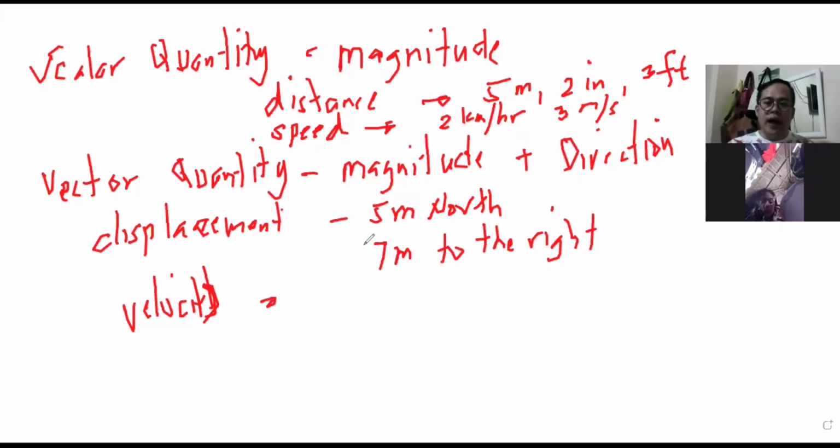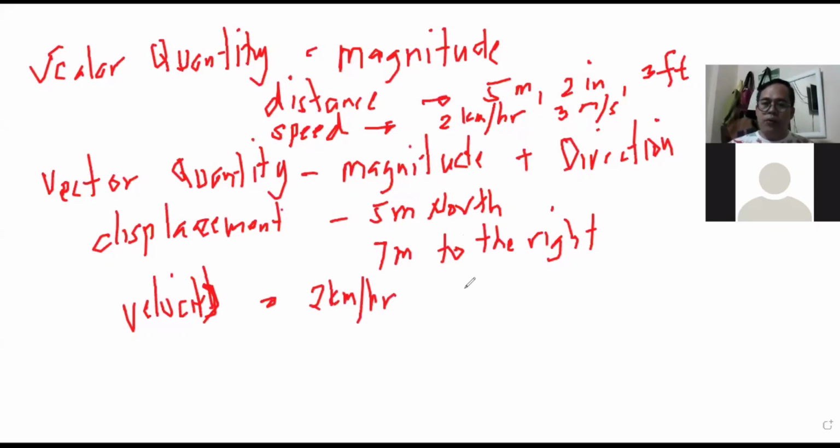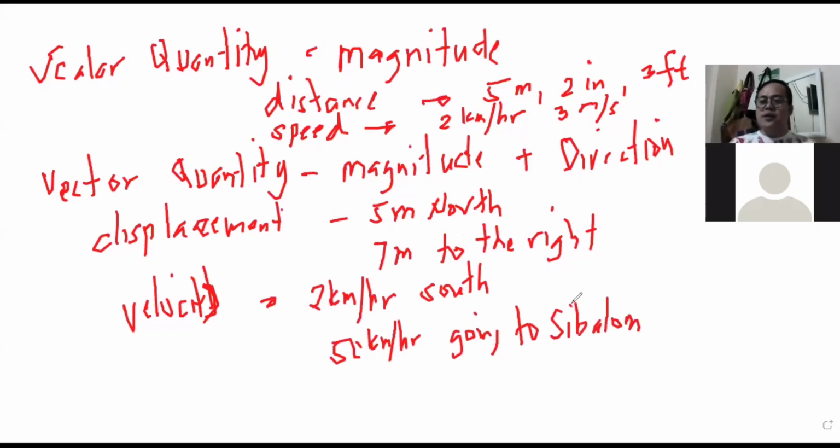So if you have 2 kilometers per hour south or 50 kilometers per hour going to Sibalom, there is a specific direction to tell where that certain 50 kilometers per hour is going. But if you only say 50 kilometers per hour, that is only a scalar quantity. I hope that is clear with you.